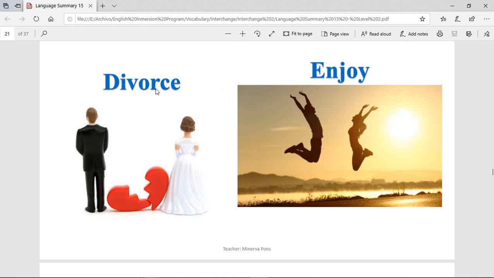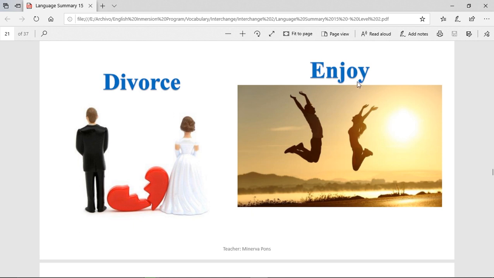Divorce. Divorce is the opposite of marry. When you marry someone, you start sharing everything in your lives, but when you divorce is when that marriage stops being.